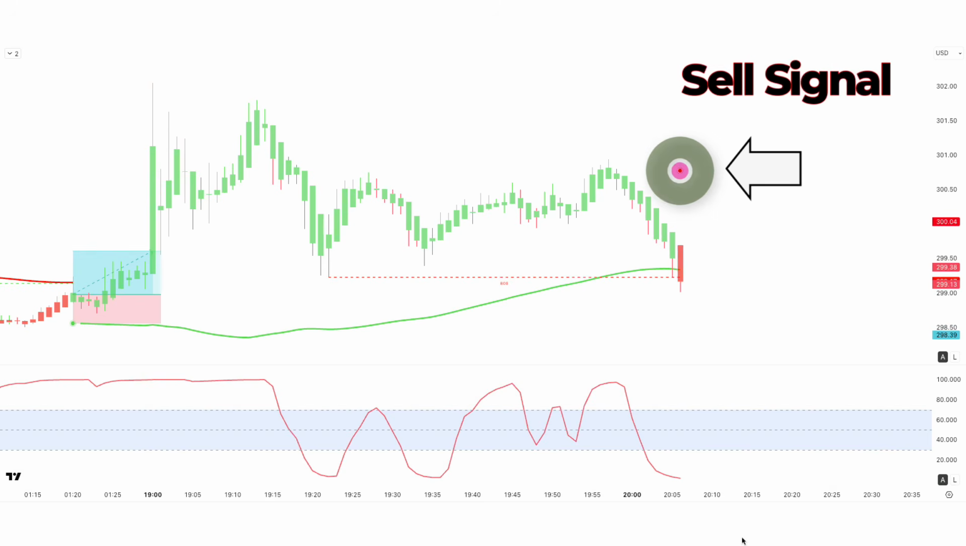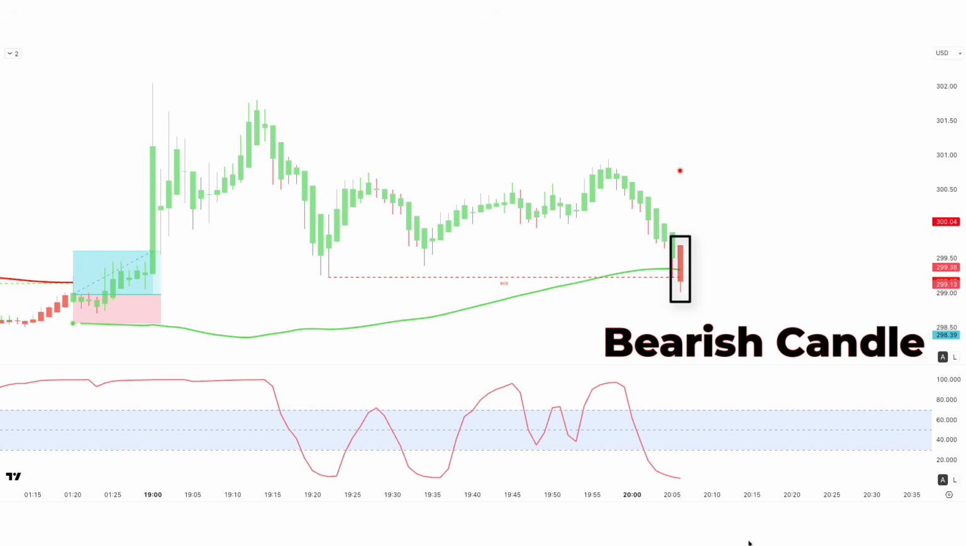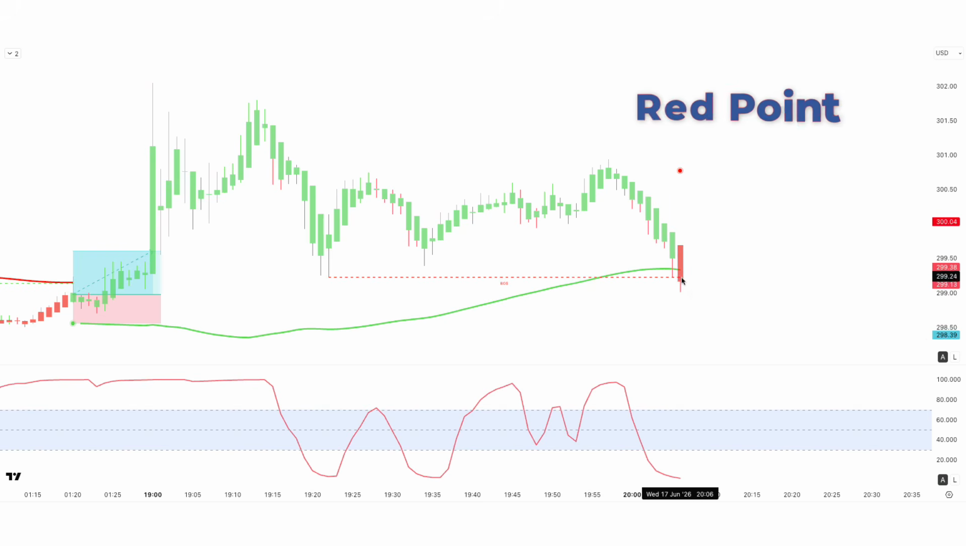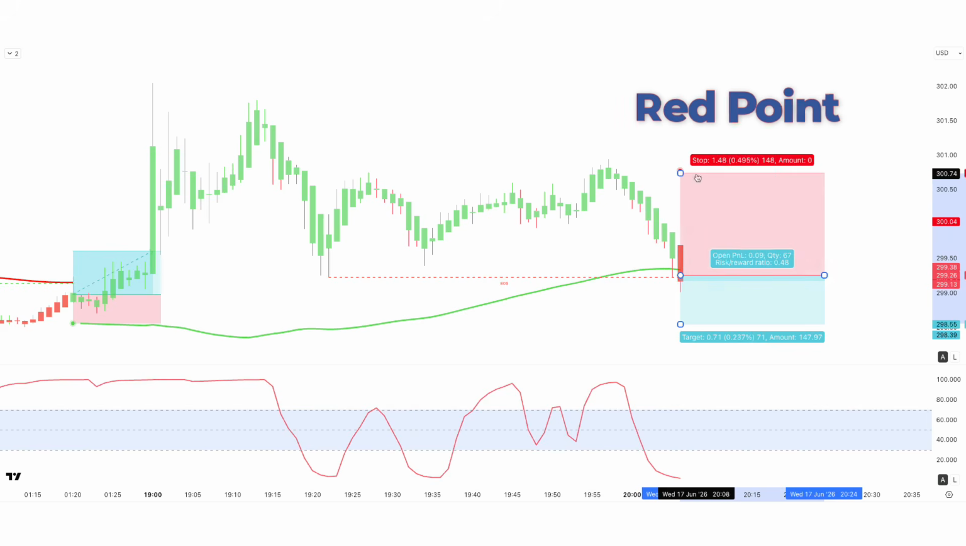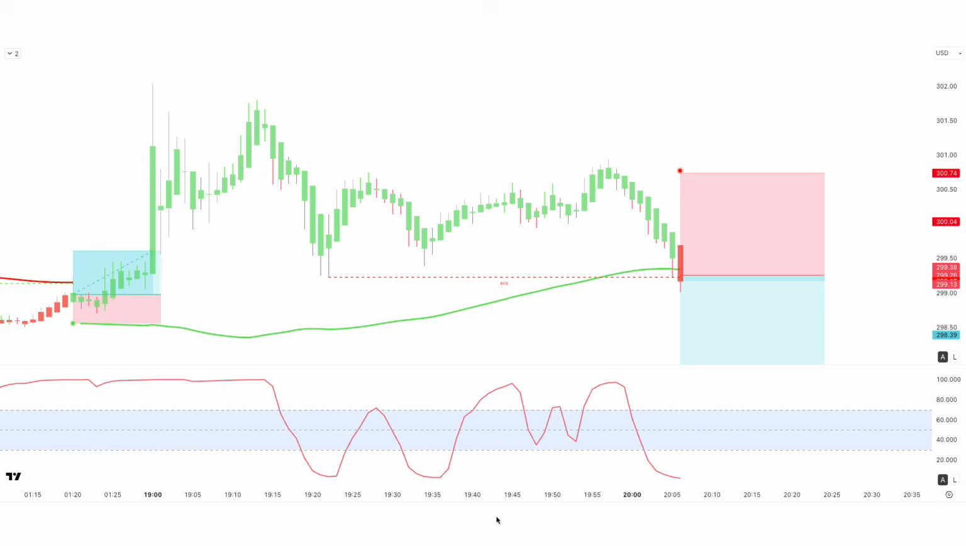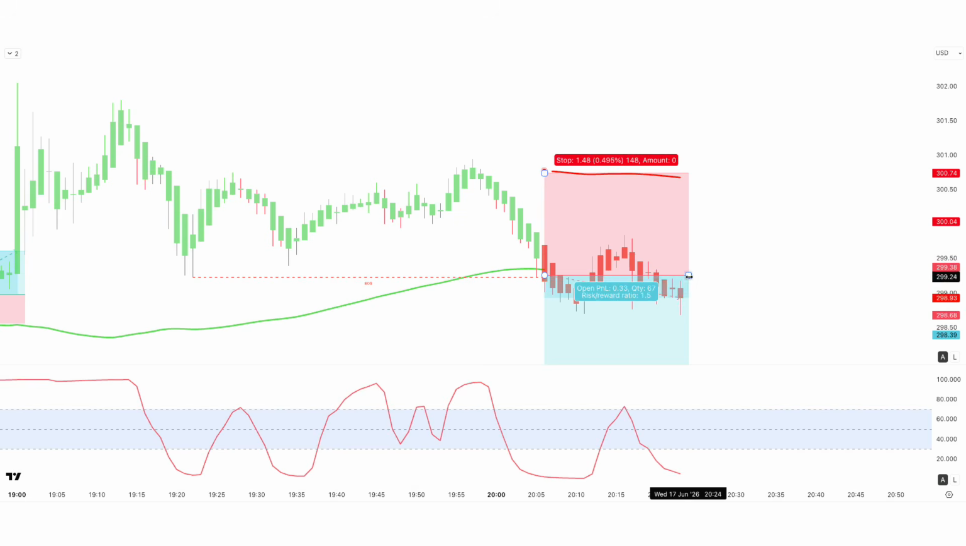Here, the Market Structure Confluence red point is a sell signal. Here, the red line of Apparent Slow RSI is below the blue area. Here, the market has made a bearish candle to give confirmation. So all our conditions are being fulfilled, so we are placing an order to sell. Our stop loss is to be placed at the red point, and the risk to reward ratio will be 1:1.5. Let's see what happens to our trade. Our trade is running in profit.